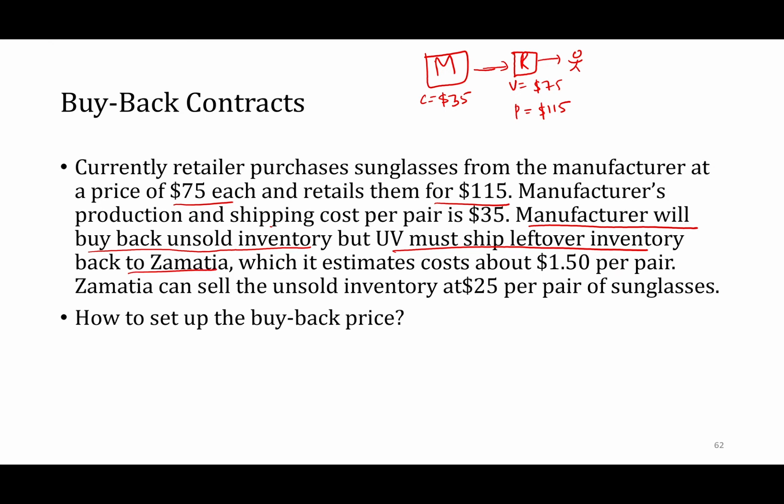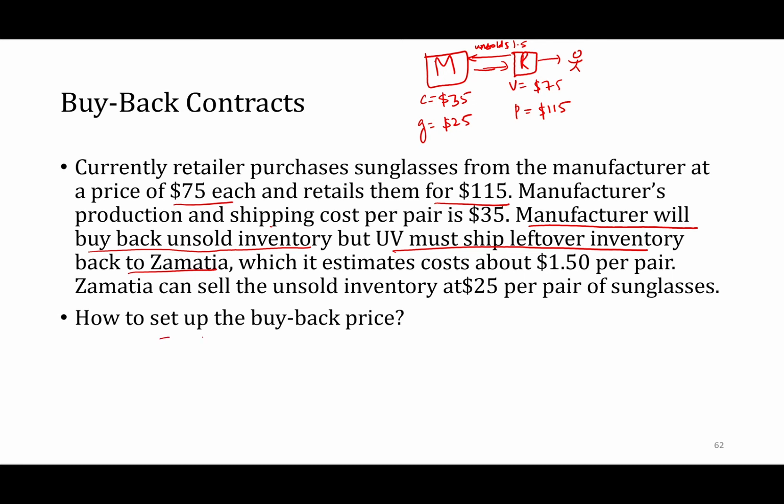So they're saying, okay, whatever is unsold, I'm going to buy it back and salvage it myself. So the manufacturer is going to salvage the product now. But the retailer has to ship it back. Everything that is unsold needs to be shipped back, and it costs them $1.5. And then the salvage value becomes $25. So earlier the salvaging was happening at the retailer's end, but now it has been moved to the manufacturer, right? Because they're buying back all the unsold inventory.